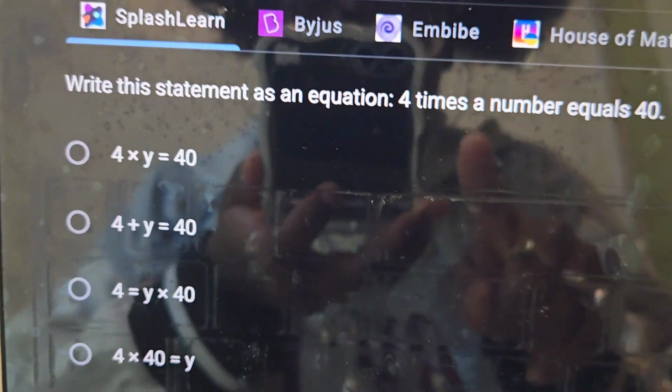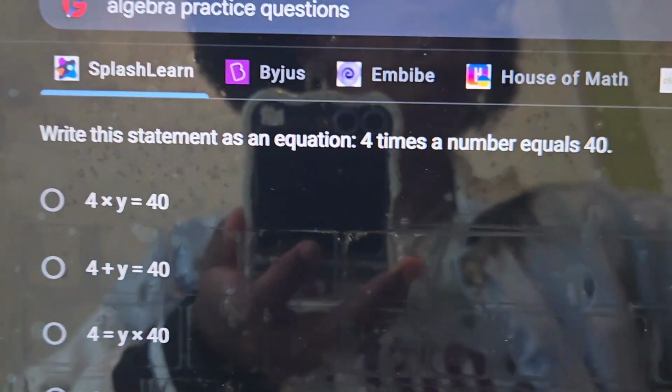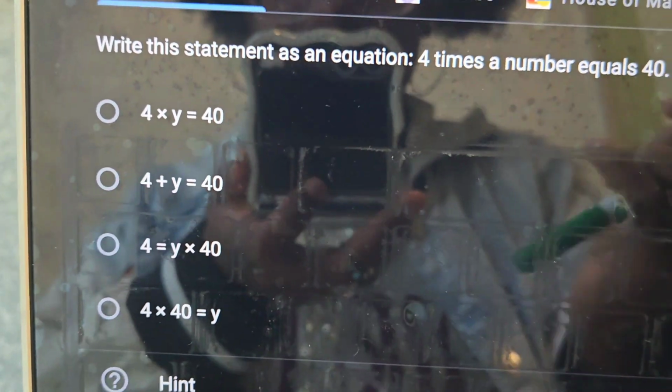I'm not even doing the math. So let's see how many of these I can get right by using the method. Okay, all right. Write this statement as an equation: 4 times a number equals 40. Okay, boom. Again, it works really great with these types of questions.